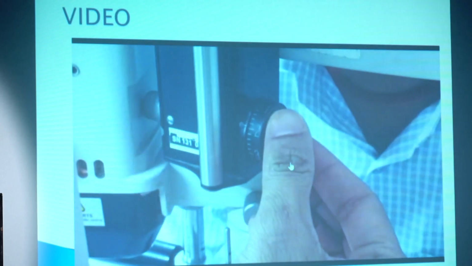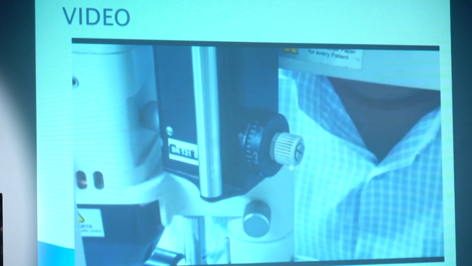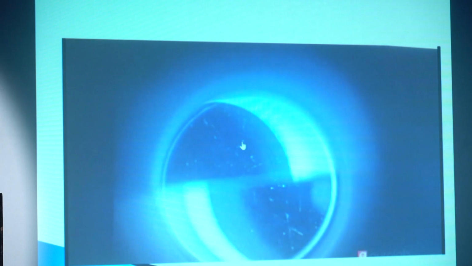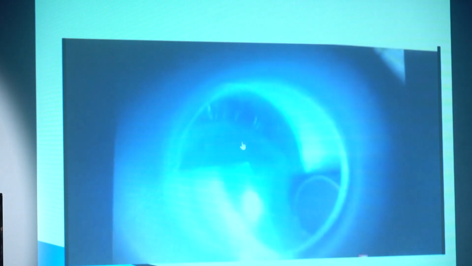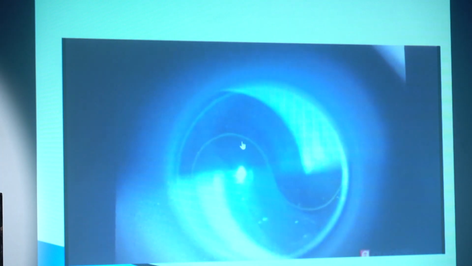Now just rotate that, it means the pressure is nearly 23. I got this at the end point. Now I will show you another video. This is a prism. You can see these mires, and I'm trying to get the proper alignment.